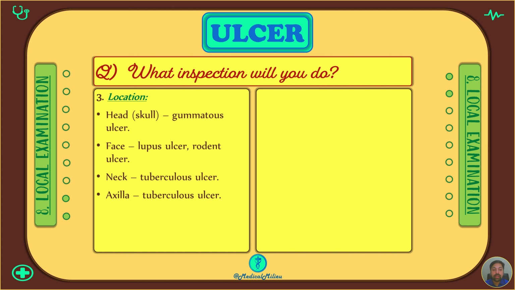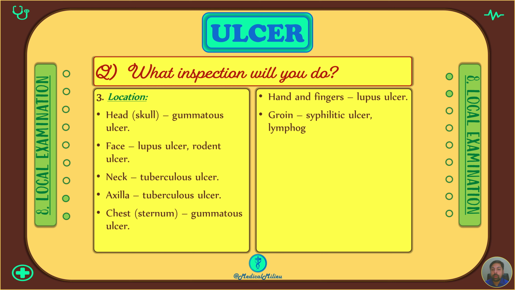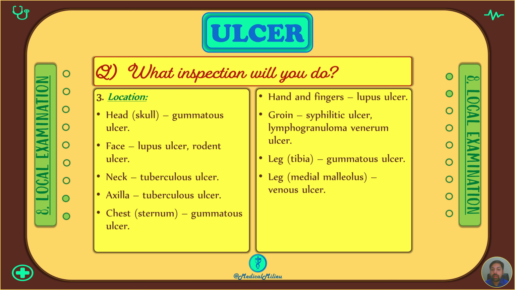In the axilla, again tuberculous ulcers are common. Over the sternum, in the chest area, gummatous ulcers are common. Over the hand and fingers, lupus ulcers are common. In the groin, syphilitic ulcers or lymphogranuloma venereum ulcers are common. Over the tibia, gummatous ulcers are seen, and over the medial malleolus of the leg, venous ulcers are common. Over the heel, trophic ulcers are seen, and over the toes, arterial ulcers are common. And a malignant ulcer can occur in any part of the body.